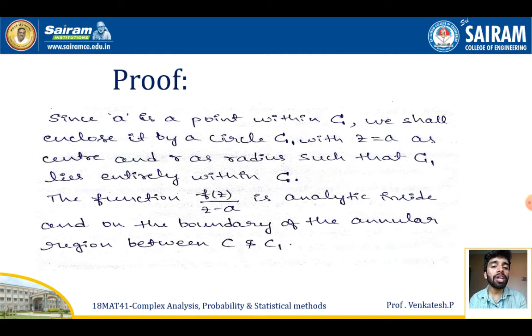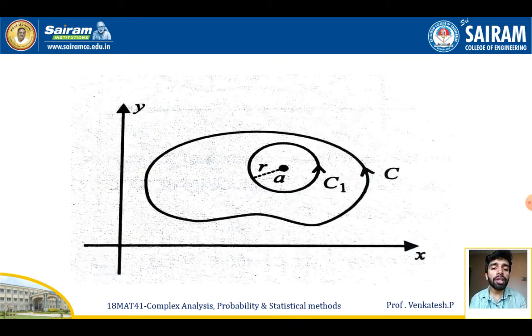To prove this, we can use the second consequence of Cauchy's theorem. Now the function f of z by z minus a is analytic inside and on the boundary of the annular region between C and C1, and also in the region between C and C1. On drawing the figure, we can observe that the circle C1 having radius r and center at a lies entirely within the curve C, and this complete figure is in the complex plane.